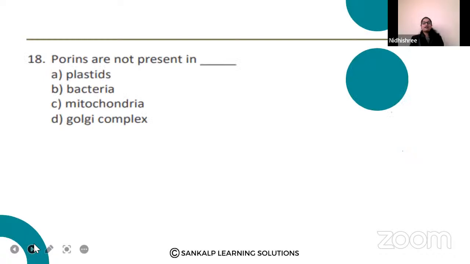Okay. Porins are not present in. What are porins? Porins are the proteins which are present on the membrane of certain things, which I will tell later. So, porins are not present in plastids, bacteria, mitochondria, Golgi complex. Yes.